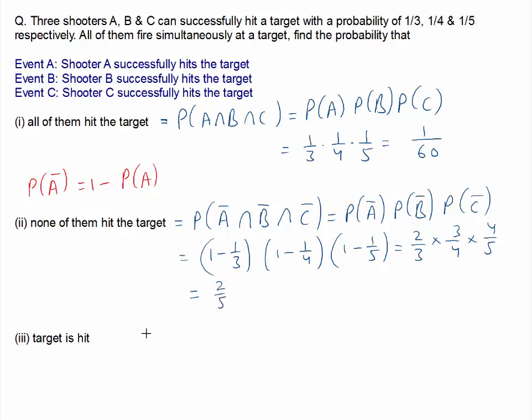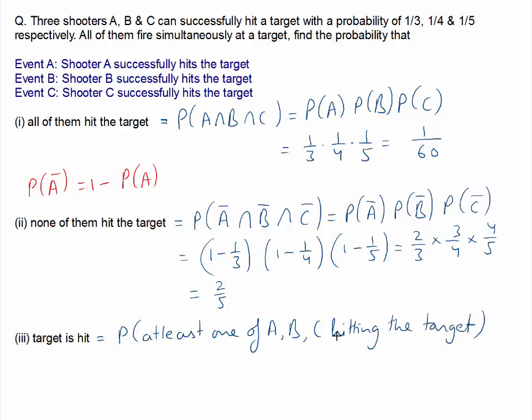Now next we need to find the probability that the target is hit. So that would be equal to probability of at least one of A, B or C hitting the target, which would be equal to 1 minus probability none hits the target.